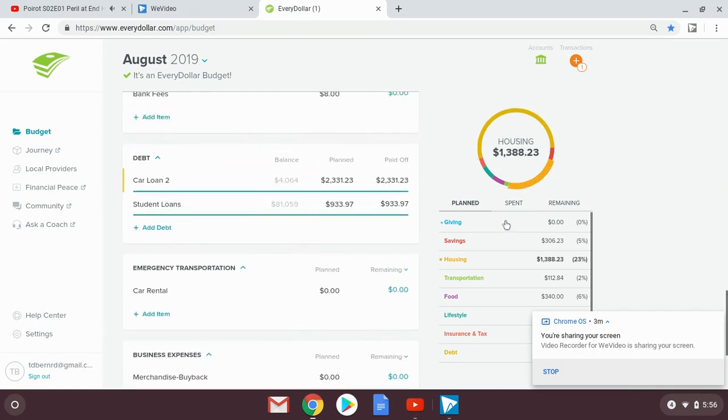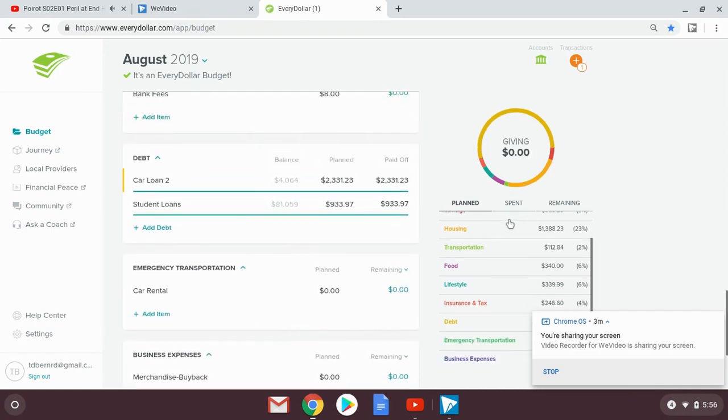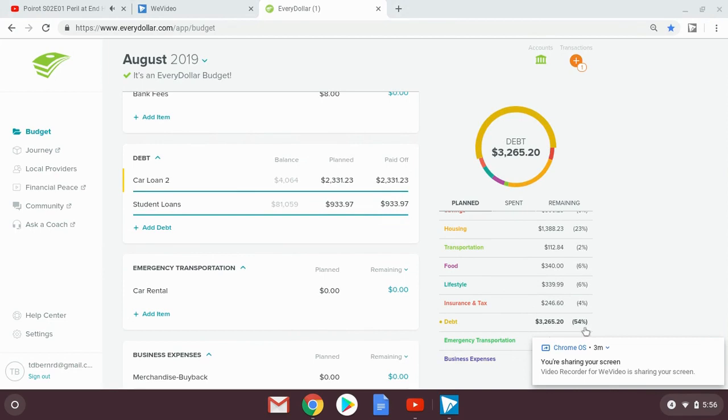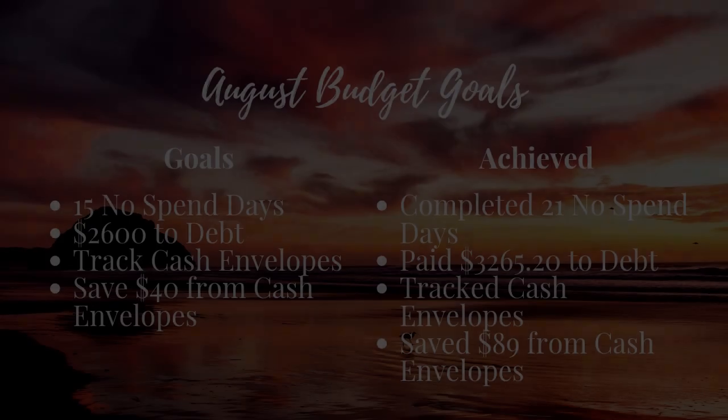So my total debt payment was $3,265.20. And if you're new to my channel, one of the things I want to do is learn to live on 50% or less of my income. And so I actually made a debt payment of 54% of my income. That went to debt, and so that's a big milestone for me.